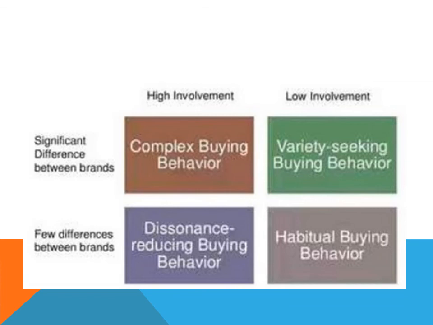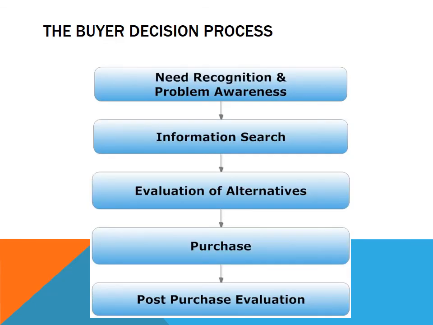And habitual buying behavior is a type of product like sugar or salt, where you don't know what the difference is, and the price is quite cheap. So you just buy it often. It doesn't matter which one.